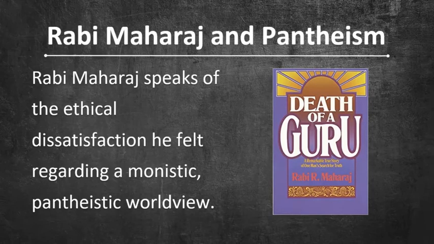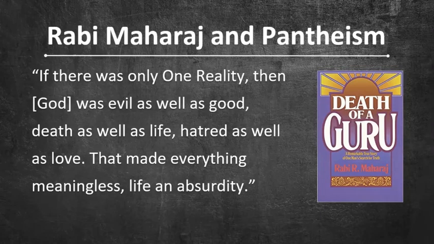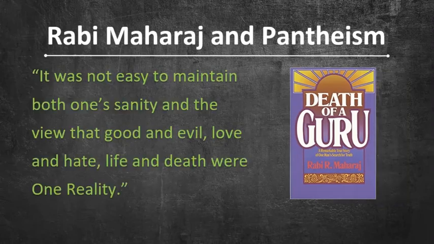Here was a rabbi who wrote The Death of a Guru, and he started thinking about his pantheistic beliefs in Hinduism. He speaks of the ethical dissatisfaction he felt regarding a monistic, pantheistic worldview. He said his growing awareness of God as the creator, separate and distinct from the universe that he made, contradicted the Hindu concept that God was everything, and that the creator and creation were one and the same. If there was only one reality, then God was evil as well as good, death as well as life, hatred as well as love. That made everything meaningless and life an absurdity. So he came to the conclusion it was not easy to maintain both one's sanity and the view that good and evil, love and hate, life and death are one reality.